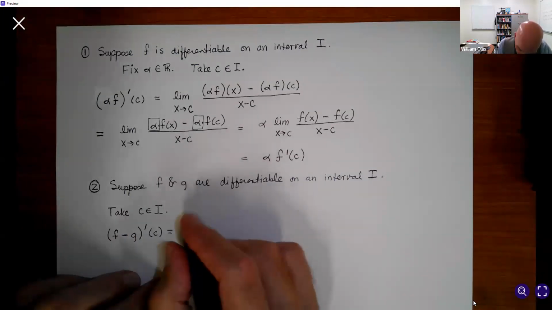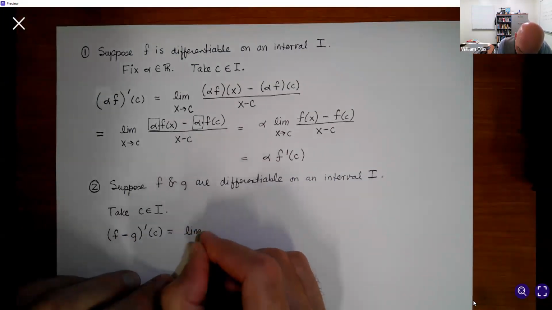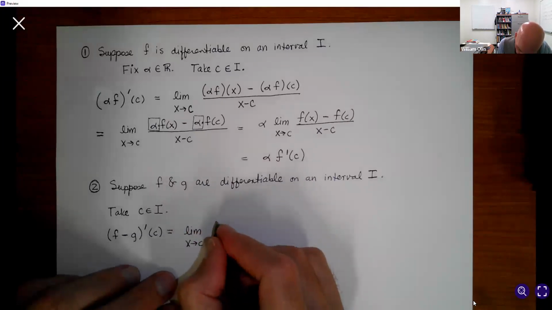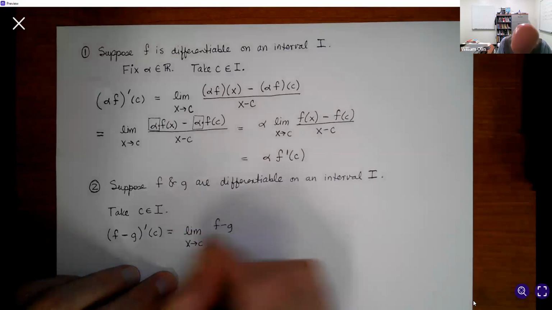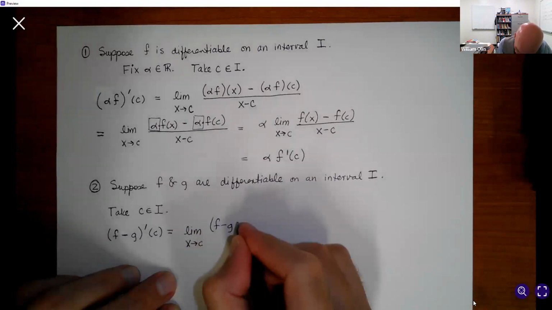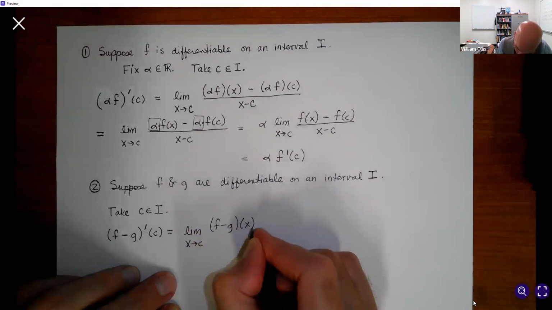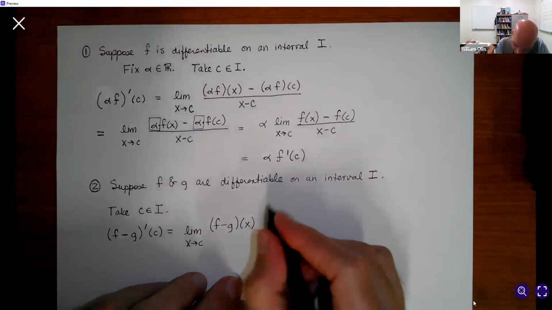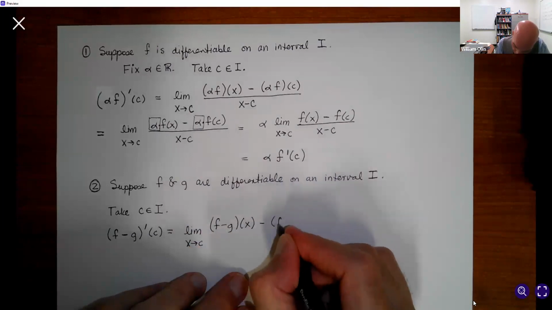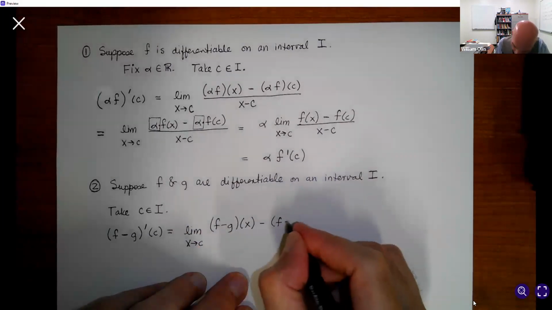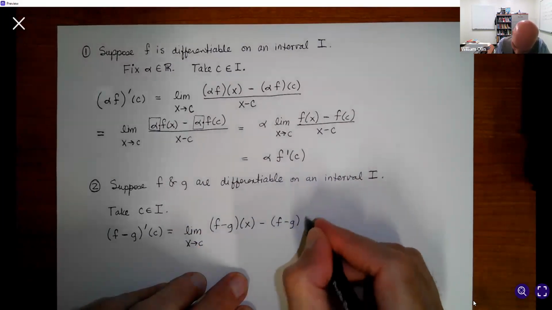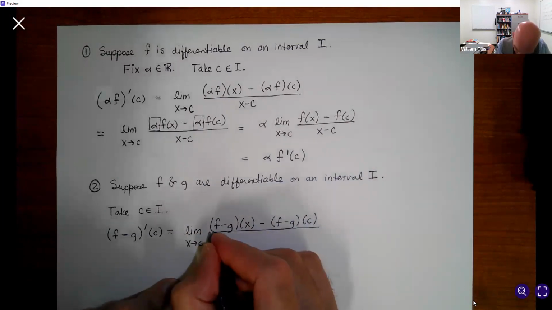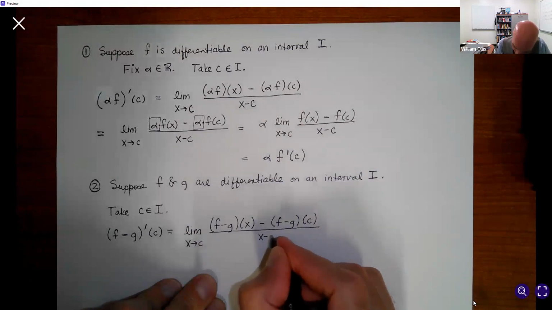Okay, so now we just write the definition. x approaches c. And of course, we'll have f minus g evaluated at x. So remember, we take the function evaluated at x and we subtract the function evaluated at c. And we divide by x minus c.